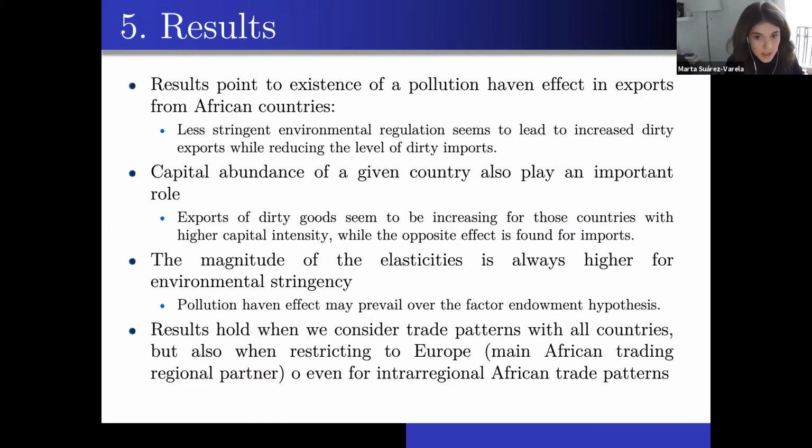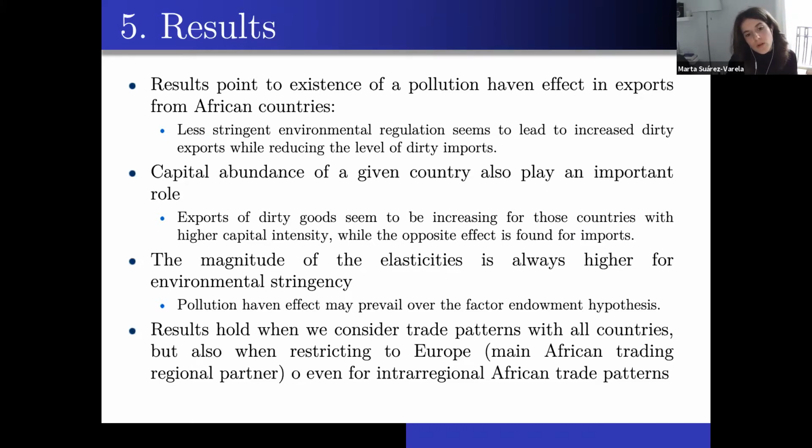So just let me translate a bit the results that Ernesto showed you into regular words. What we found is the existence of a pollution-haven effect in exports from African countries. That is, less stringent environmental regulations seem to lead to increased dirty exports while reducing the level of dirty imports. We also find the other hypothesis that I mentioned before, the factor endowment, since capital abundance of a given country also seems to play a role.